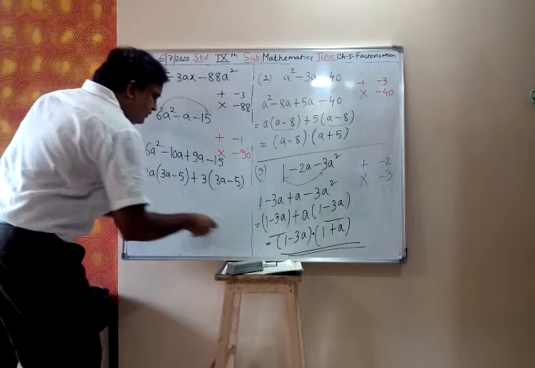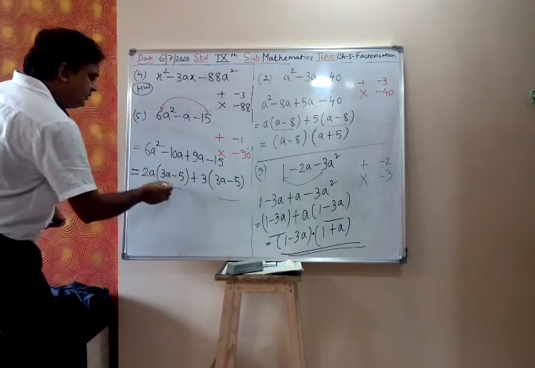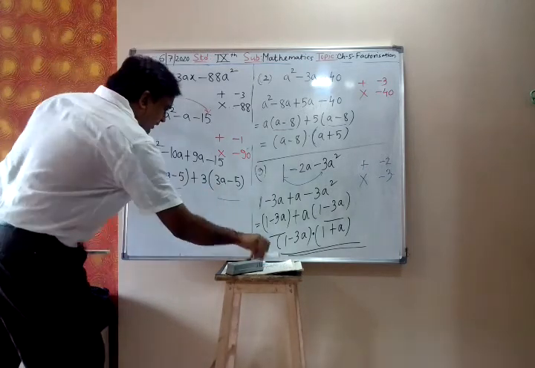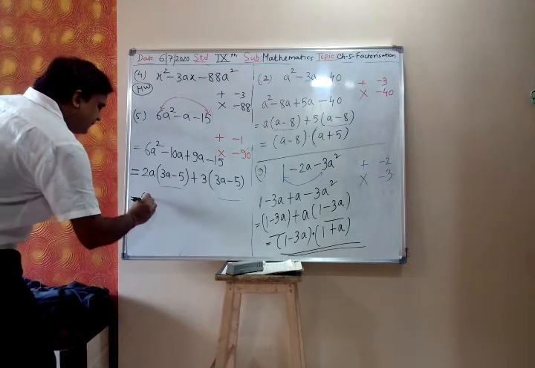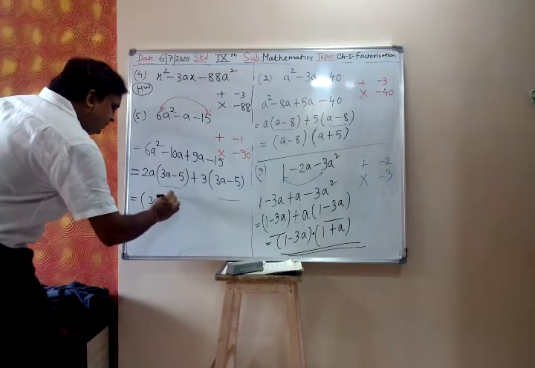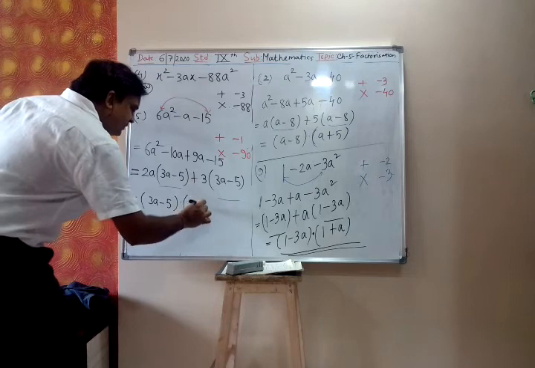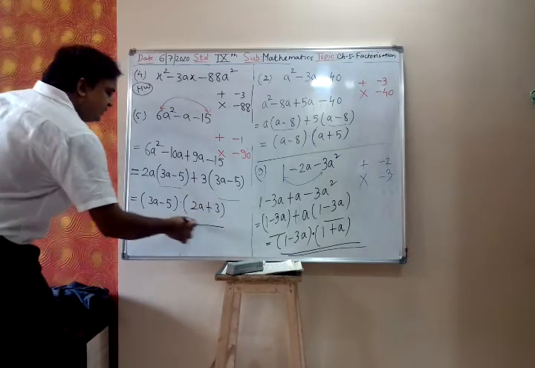Now what is common in these two? 3a minus 5 is again a common factor. So 3a minus 5 I will take common. And then what is left? 2a plus 3 is left. And this is the answer.